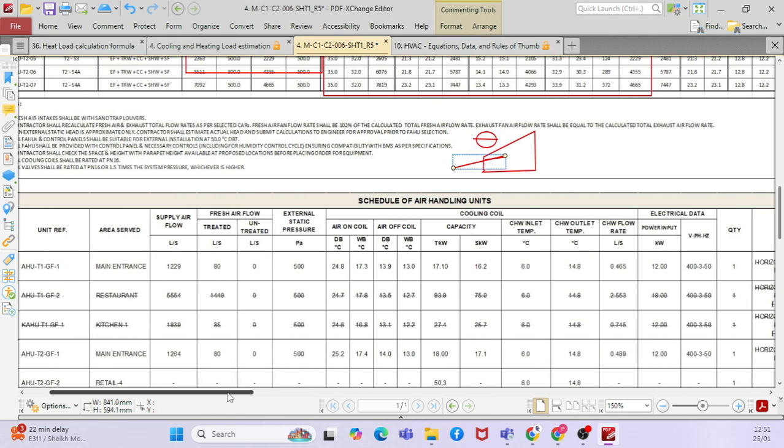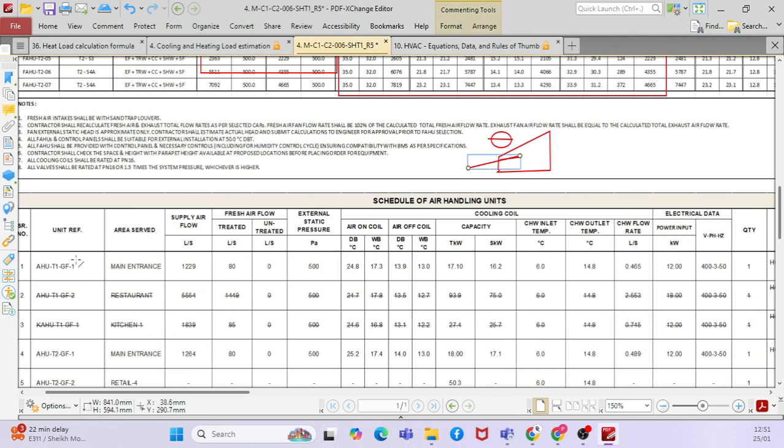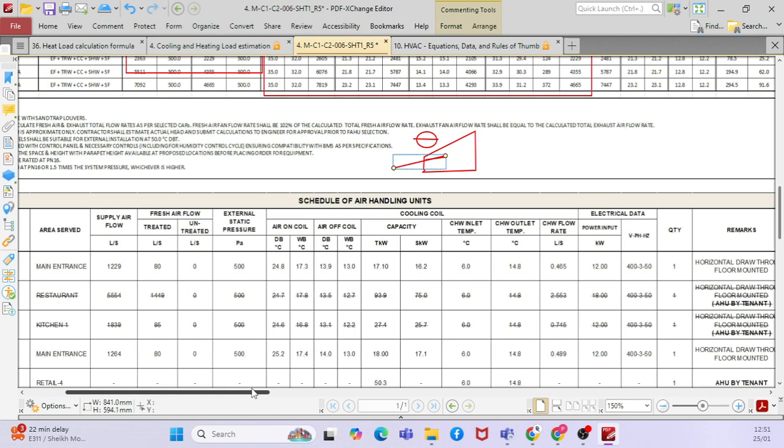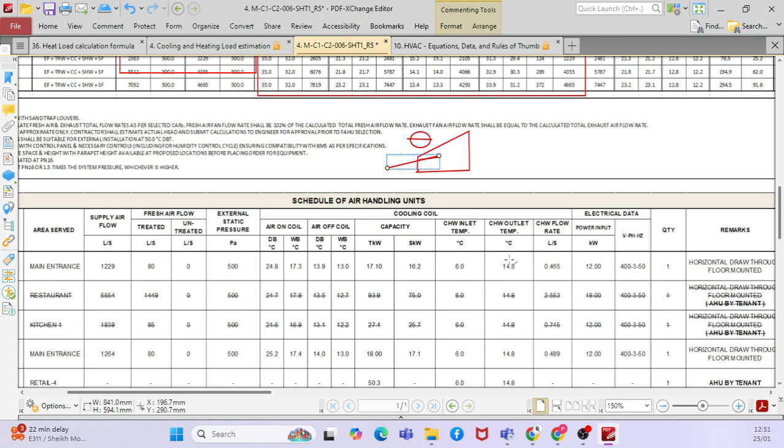What is this AHU tagging? You can use the AHU tagging based on your EC reference. AHU located in T1, where T1 is a building, and GF is nothing but the ground floor, serving the main entrance. So based on that, you are able to get your equipment schedule. You can ask if you have any doubt.